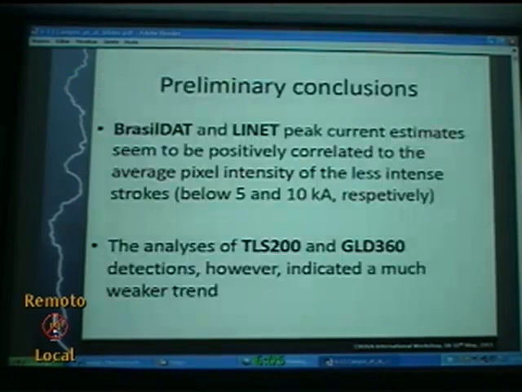So the preliminary conclusions. BrazilDAT and LINET peak current estimates are positively correlated to the pixel intensities of the return strokes. At least we can say that for the less intense strokes, below 5 kiloamps for BrazilDAT and below 10 kiloamps for LINET. If we go further, there's that outlier that's pretty distant from the adjusted curve. But if we go to TLS 200 and GLD 360, the trend is much weaker. The R squared drops dramatically.